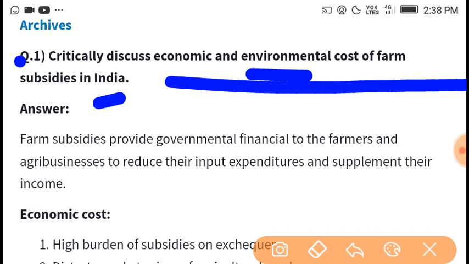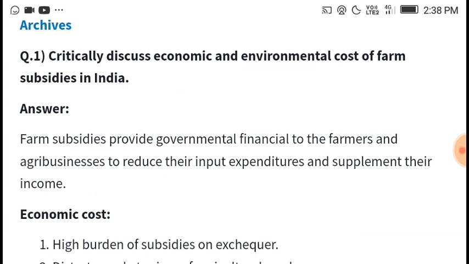Answer: farm subsidies provide governmental financial support to the farmers and agribusiness to reduce their input expenditures and supplement their income.